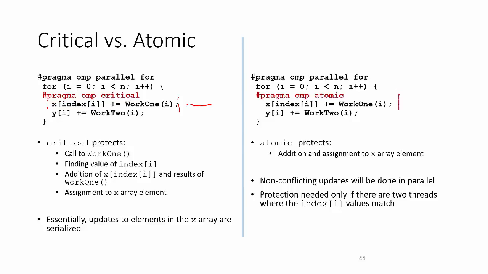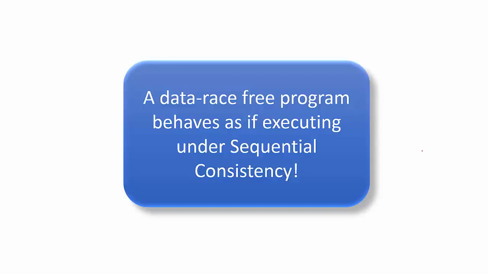If you use atomic, like to the right here, it provides protection only for the update of the x of index I. So the calculation of index I and the calculation of work1 can be done outside of the protected code, and the update of x, which is this essential thing here, is the only thing protected. And therefore atomic here provides much better protection performance-wise, but implementation-wise, actually OpenMP implementations can implement atomic by using critical, but nobody does this because of performance reasons. So data races are important to get rid of because a data race-free program behaves as if you execute under sequential consistency, and that is a much easier programming model to reason about.